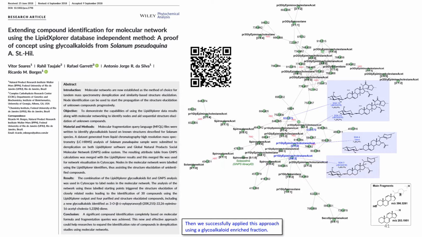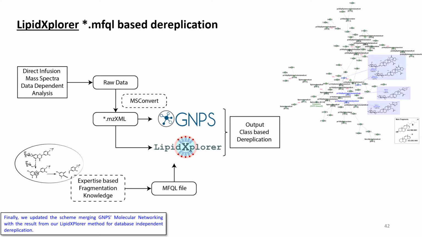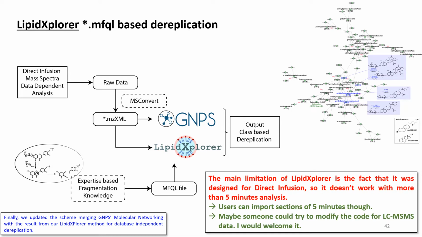And finally, we successfully applied this method using glycoalkaloids enriched fraction to detect more than 30 similar structures accordingly. Thus, we updated the scheme merging GNPS's molecular network with the results from our LipidXplorer for database independent application, and this is now routine in our lab.